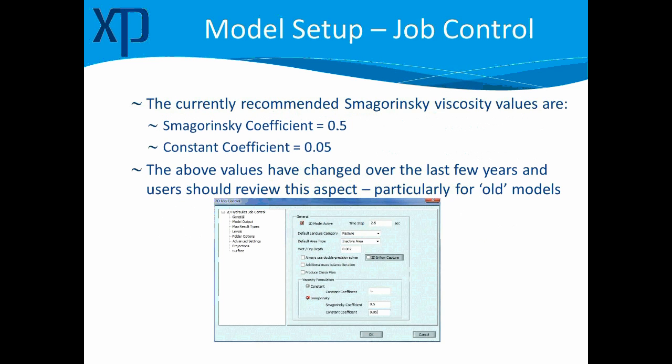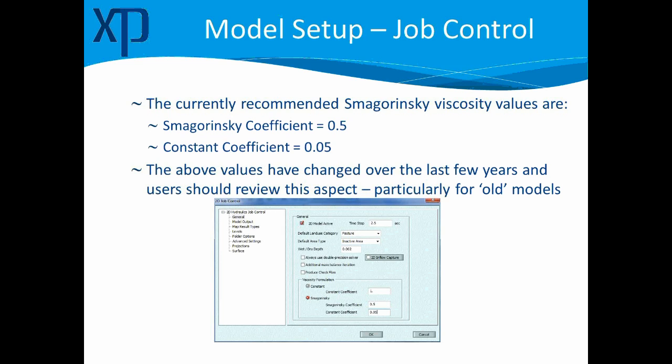So as you can see on the bottom of this particular slide, this is the 2D job control, describing those core elements we've just noted. So time step, default land use, and double precision solver is in the middle there, these three checkboxes. Another important component that we do make particular reference to is the viscosity formulation equations, and these form part of the shallow water equations by the 2D engine.